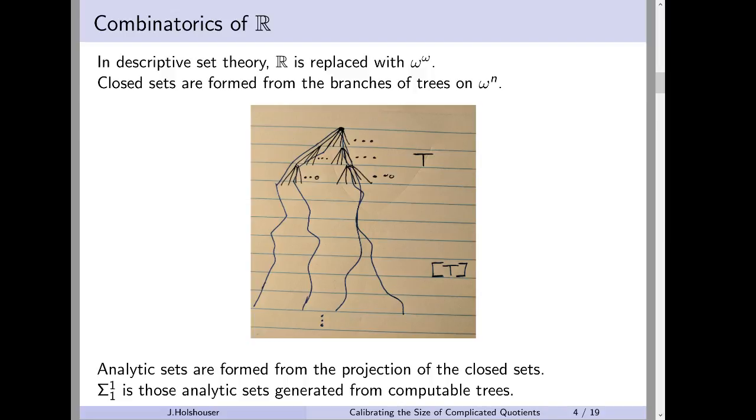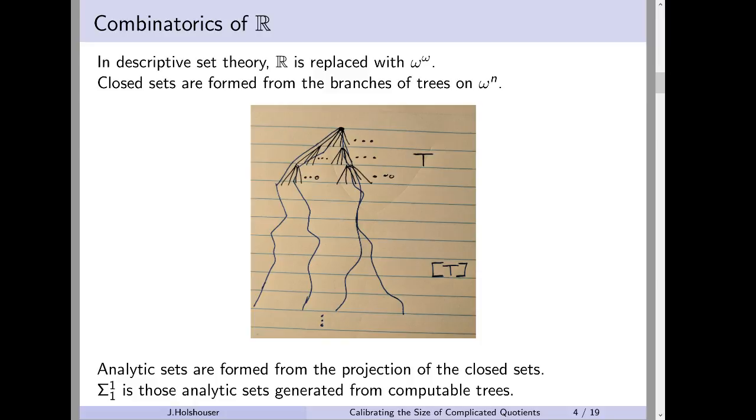All right, so you replace R with omega to the omega because it's got a very lovely combinatorial structure. Closed sets are formed from, the products are formed from just these branches of trees on omega to the n. So here's this picture here. Your tree consists of partial functions from omega to omega. Those are the nodes. And then branches are just, you know, full functions, right? So the tree controls what reals show up by controlling what their initial segments can be. Okay? So T is the tree, bracket T is the body of the tree or the branches.